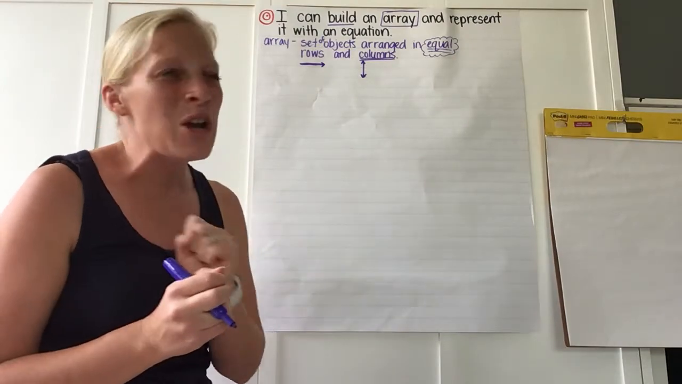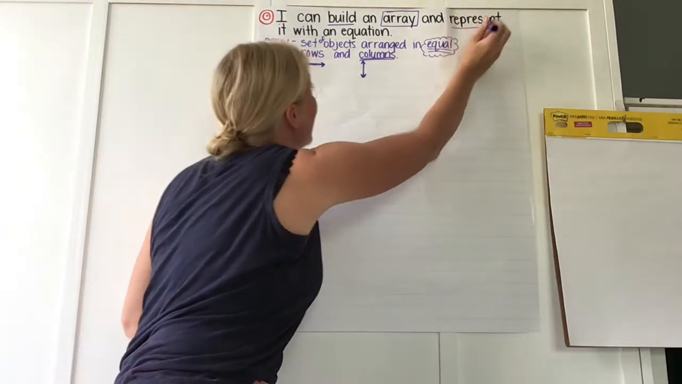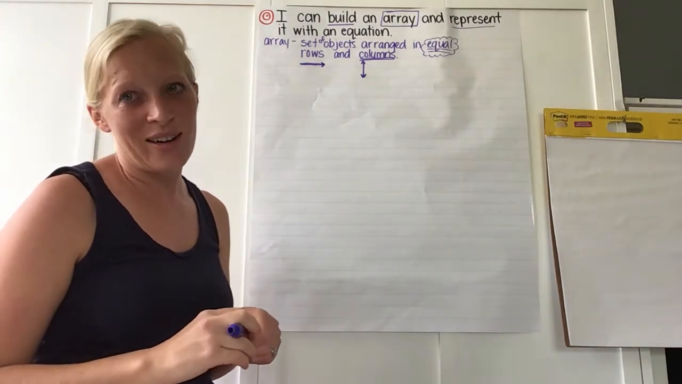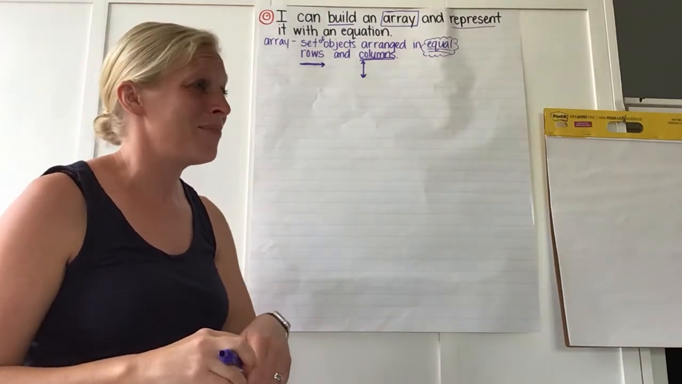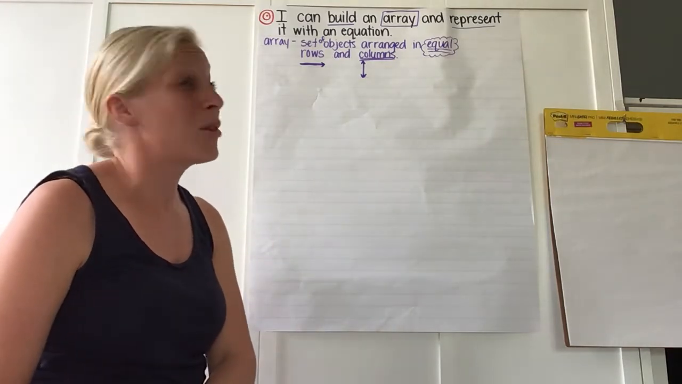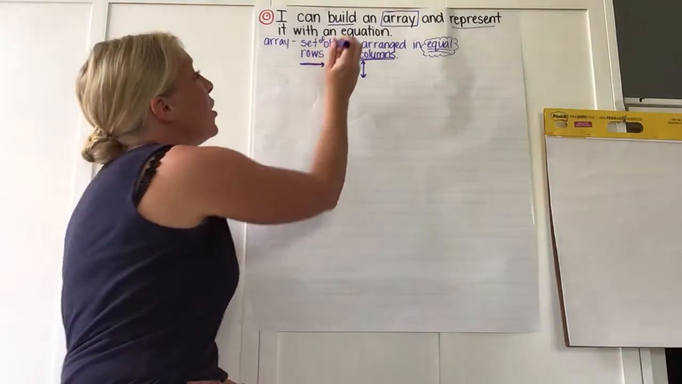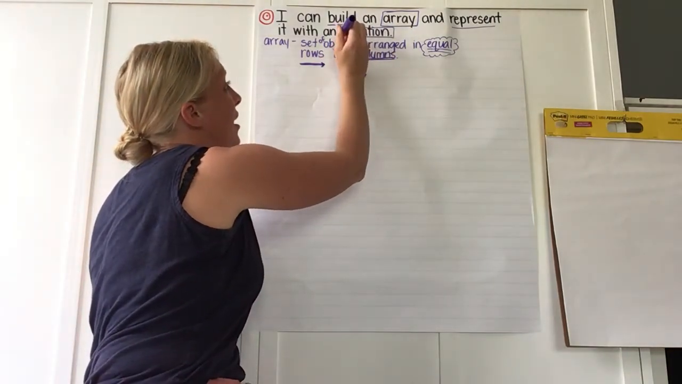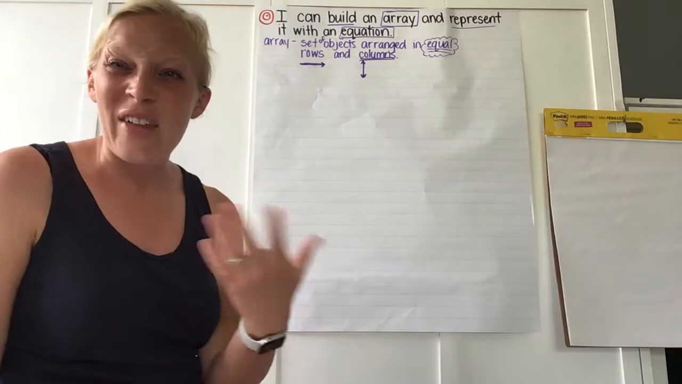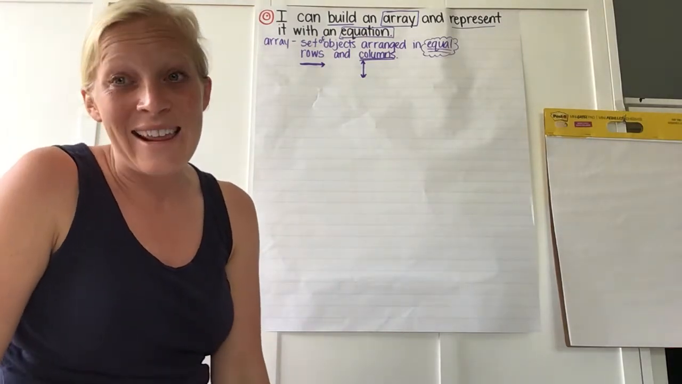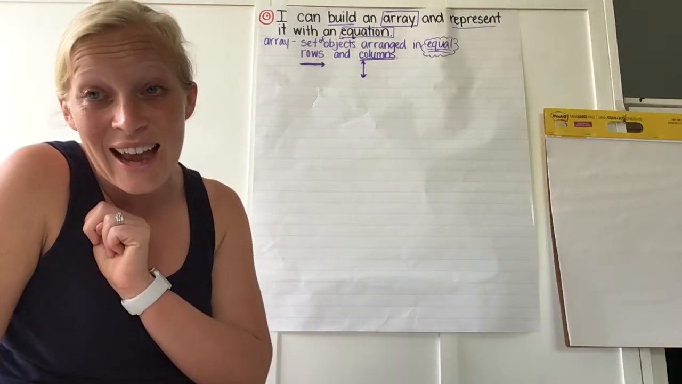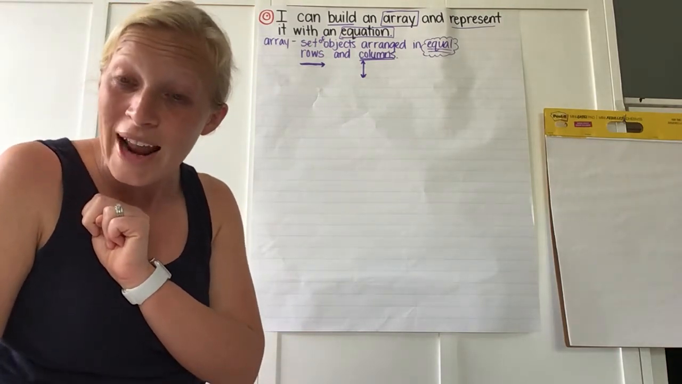But then we get to represent those arrays that we build with an equation. And represent just means to show it another way, right? And this time we're going to represent it or show it with an equation, okay? An equation is when we are putting numbers together. We also might call it a number sentence. And in this case, most likely we're going to be adding more than 2 addends together to represent our arrays.